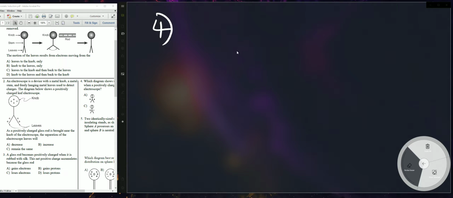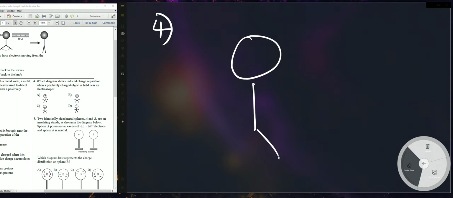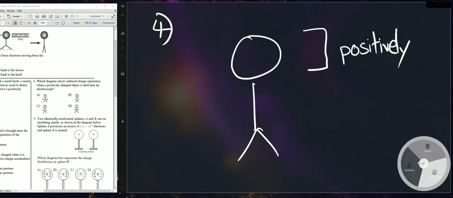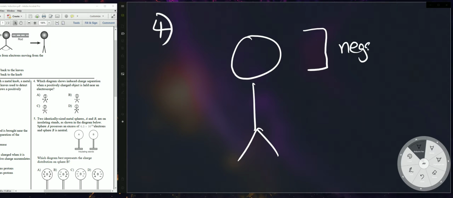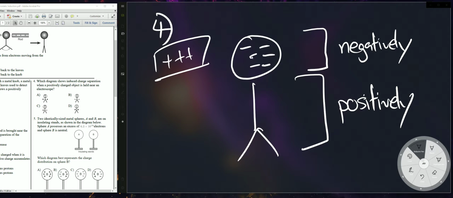Number 4. Which diagram shows induced charge separation when a positively charged rod is held near an electroscope? Induced charge separation means that one part is positively charged and the other part is negatively charged. So we can say that this part can be positively charged. Well, in the video it was negative, so let's be consistent. So it was negatively charged, and then this part was positively charged, right? Because we brought a positive rod here, and all the electrons wanted to go up here, and left the bottom positively charged.